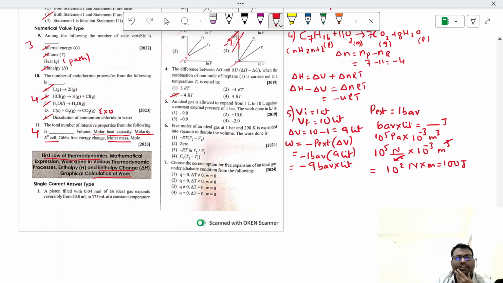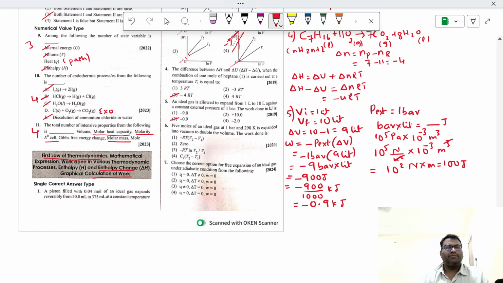So what do you get here as the answer? That is equal to minus 900 joule. If you want to convert it into kilojoule, what do you write? 900 by 1000 kilojoule, which is equal to minus 0.9 kilojoule. So what is the answer? Minus 0.9 kilojoule. Understood?